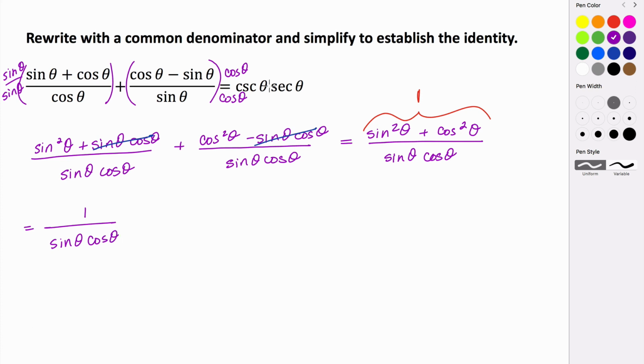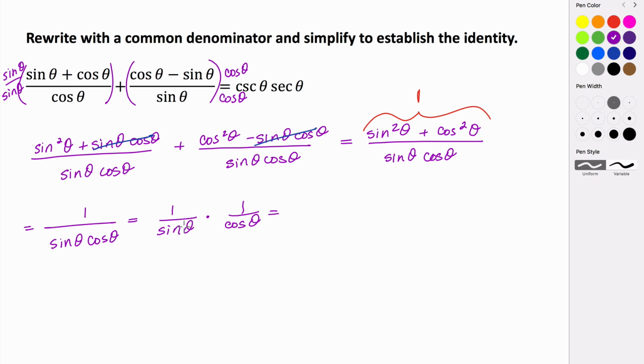Now we know that we need to end up with cosecant of theta times the secant of theta. So we can break this single product into a product of two quotients. So this is just going to be 1 over the sine of theta times 1 over the cosine of theta, right? Because if we did this product, 1 times 1 is 1. Sine of theta times cosine of theta is exactly what we get here.